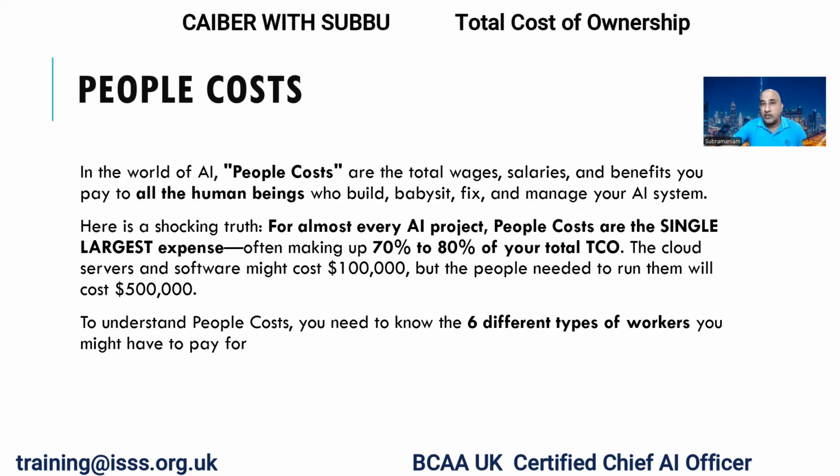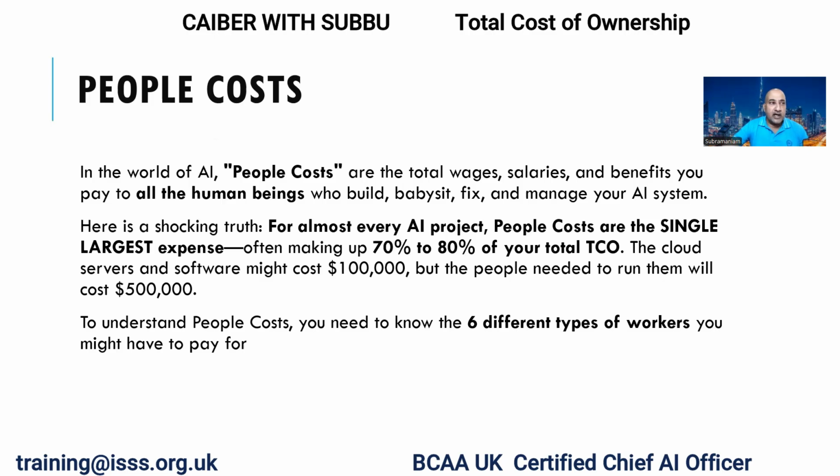They're saying the one year of budget I had for the AI was all eaten up in four months' time. So paying for the AI agent or AI is a tremendous cost. Anyway, coming to this particular one, in the world of AI, people cost is the total wages and salaries that you pay for all the human beings who build, babysit, and fix your AI system. For almost all AI projects, people cost is the single largest expense. That is one of the reasons people want to go for digital employees, but they are much more dangerous, as of now, until maturity is reached.